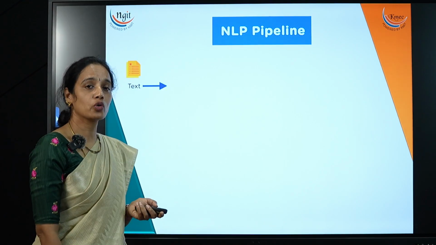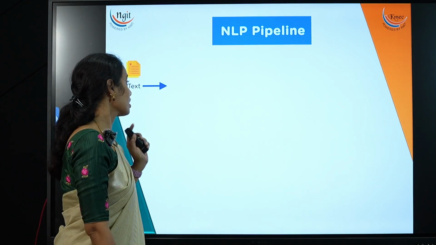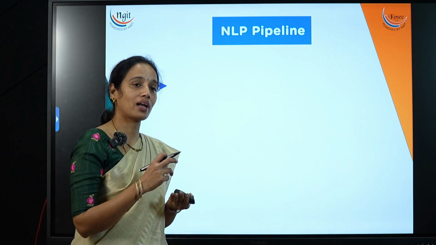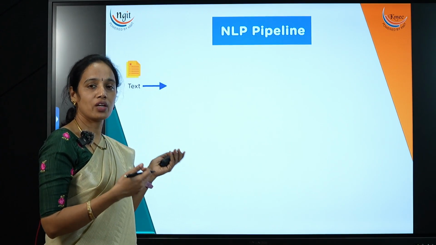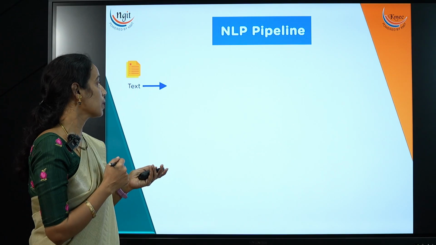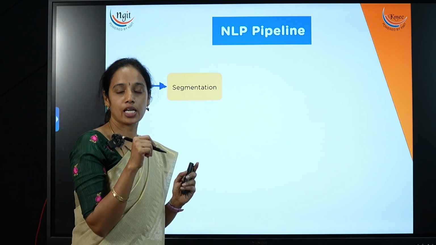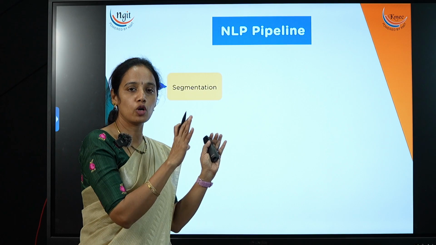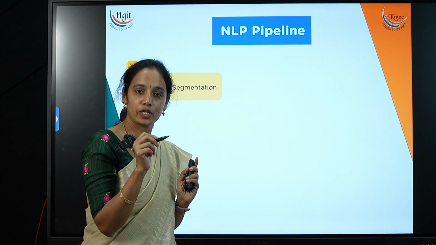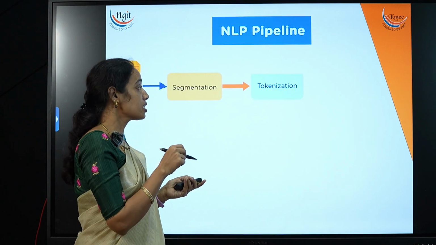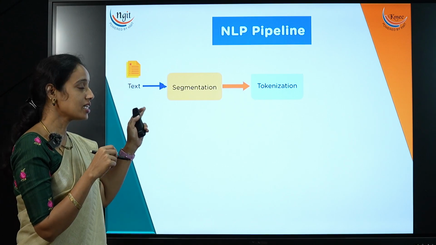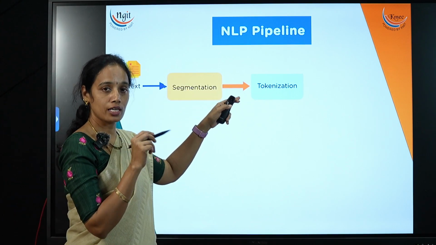So what is the input to a particular NLP? That is nothing but the text. That text may be a paragraph or a whole document. So whenever the text is input to a particular NLP, the very first step is segmentation. That is, the whole text is going to be divided into sentences. Then the next step is tokenization. The sentence we are going to convert into small tokens.